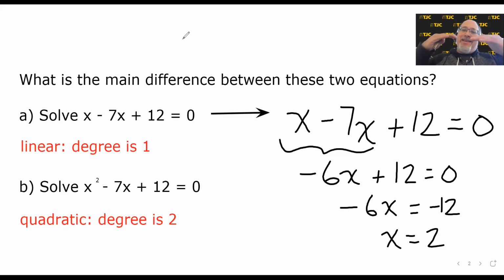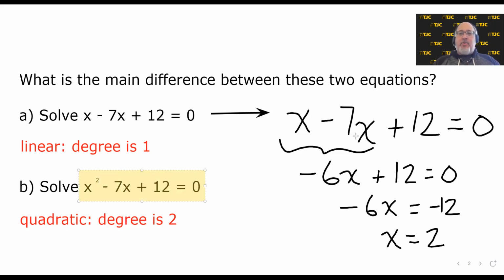I am skipping writing of the actual steps. I didn't write minus 12 on both sides. Didn't write divide by negative 6 on both sides because those are moves that we should be able to pull off pretty easily without me writing them every single time. But yeah, so solving that linear equation is straightforward. We've done it before. But what about solving the quadratic equation? What about solving x squared minus 7x plus 12? Well, that's a tougher one to solve.